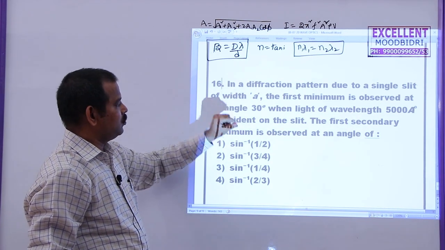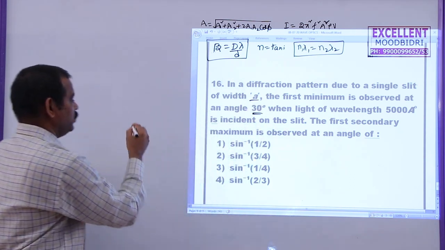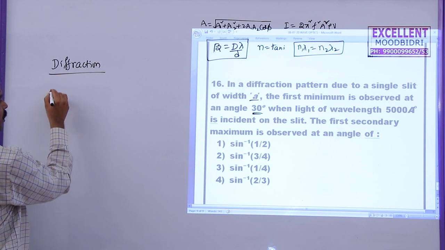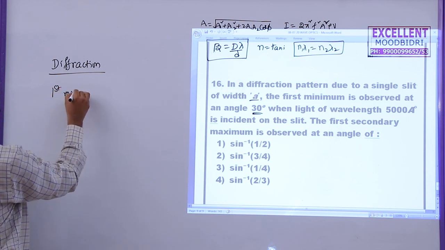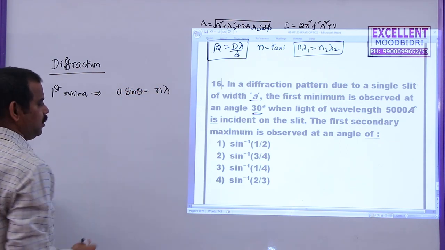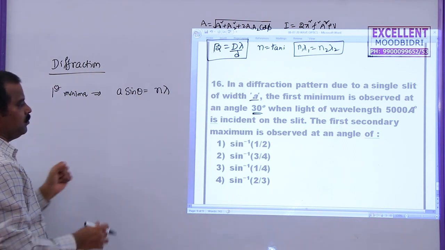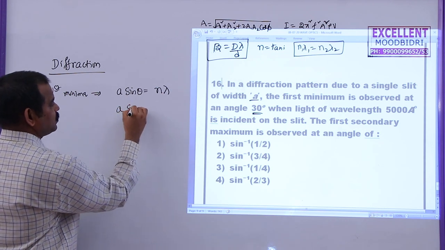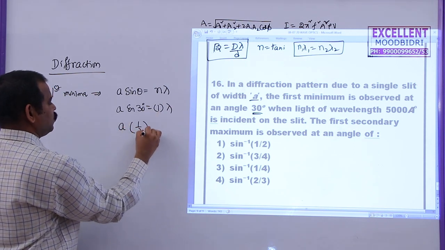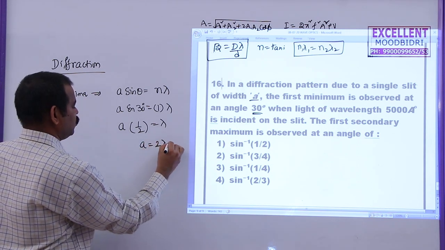In diffraction pattern, due to a single slit of width A, the first minima is observed at an angle 30 degrees. So in diffraction, be careful, in interference and diffraction these conditions are different. In diffraction for first minima, A sin theta is equal to n lambda, whereas in case of interference this is for bright fringe, but here this is for dark fringe or first minima. So A into sin 30 degrees is equal to 1 into lambda, A by 2 is equal to lambda. So A is equal to 2 lambda.